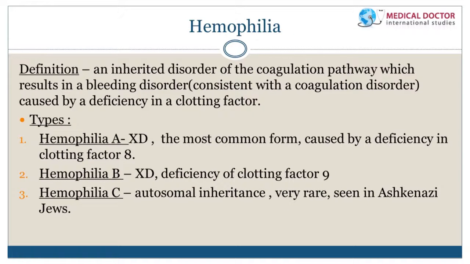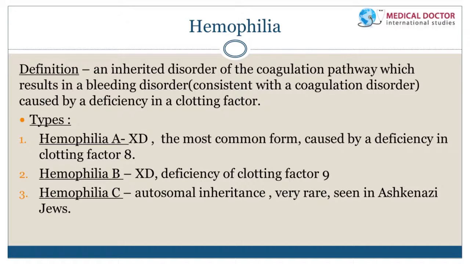Now let's start talking about the different disorders causing bleeding. The first one we'll talk about is hemophilia. Hemophilias are a group of inherited disorders of the coagulation pathway, and thusly they result in a bleeding disorder that is consistent with coagulation abnormality. These disorders are caused by a deficiency of a specific factor.